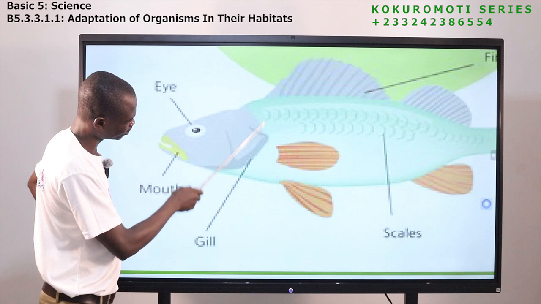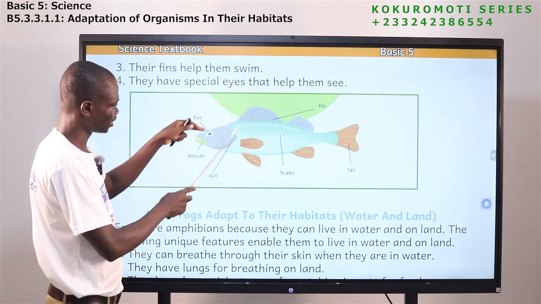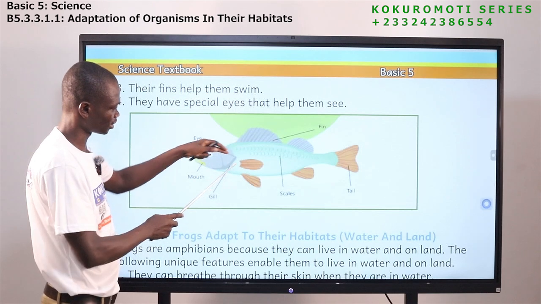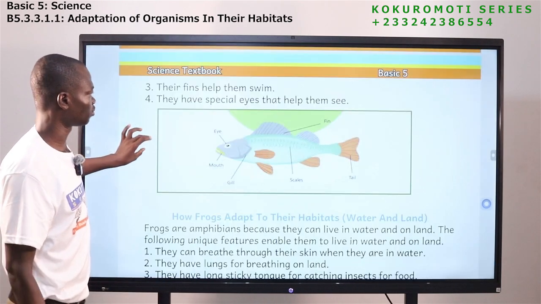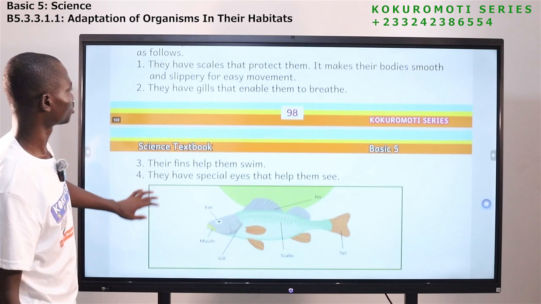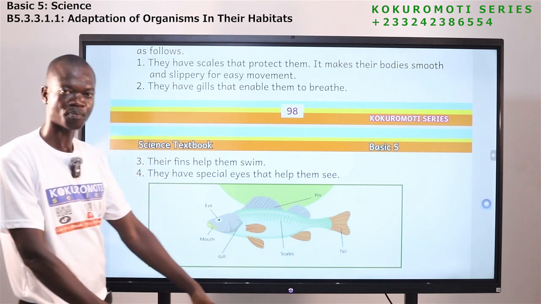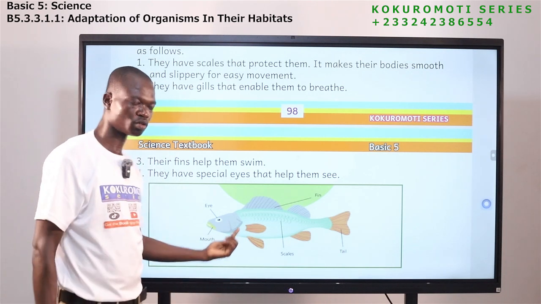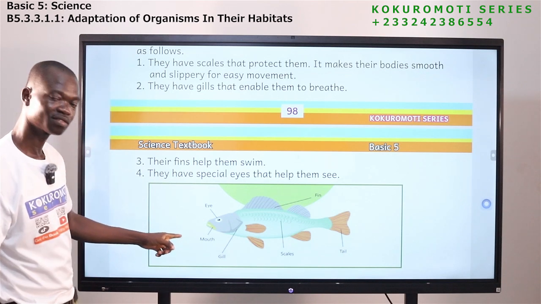The gills. So you see this side. That is the gills. Okay. Now let's go back and let me show you something. So they are able to live in water because they breathe through their gills. They don't breathe through their nose.